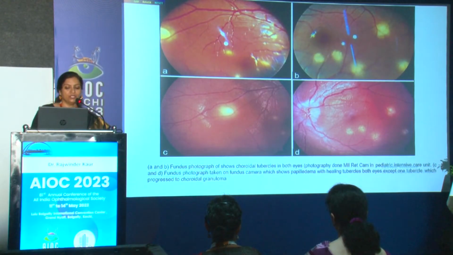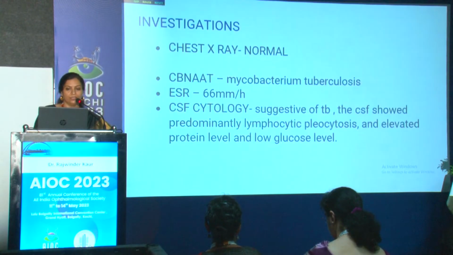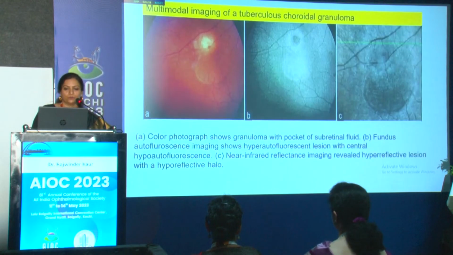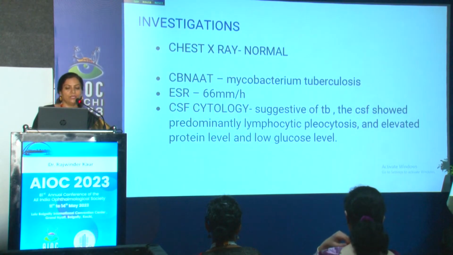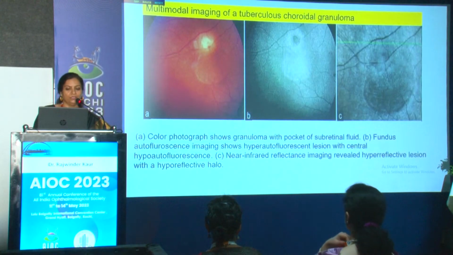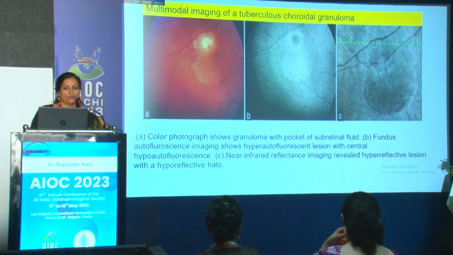So we can see in the picture the choroidal tubercles in both eyes, and on the fundus camera, papilledema. The later picture shows healing tubercles in both eyes, except one tubercle which progressed to a choroidal granuloma. They were advised to get CSF cytology, ELISA, and CBNAAT, which came out positive for TB. So here is the multiple imaging of the tuberculous choroidal granuloma.